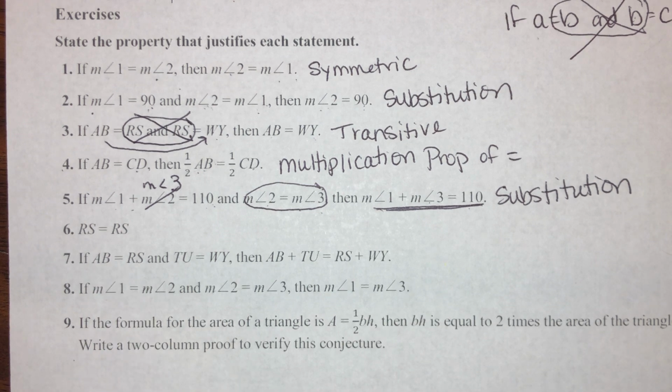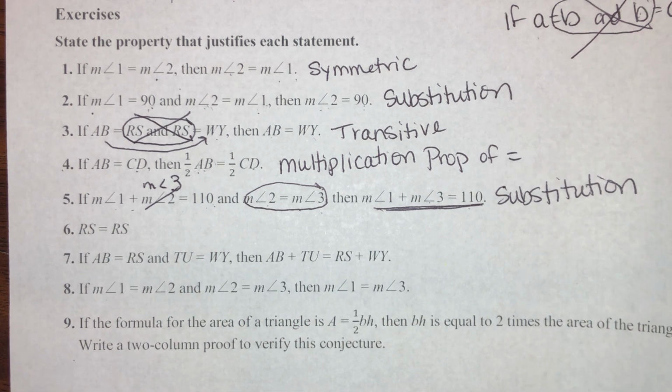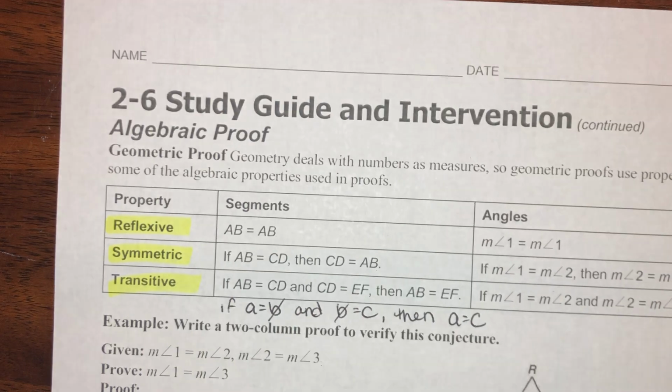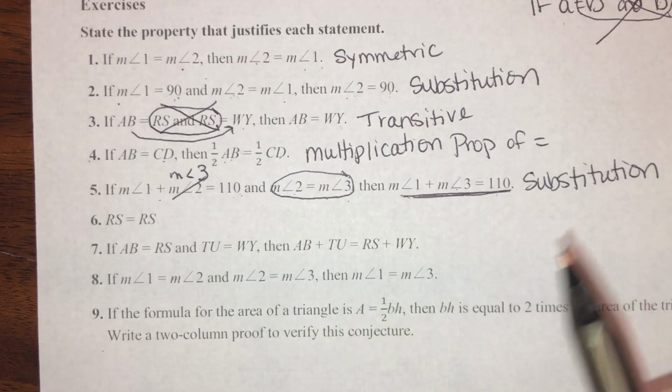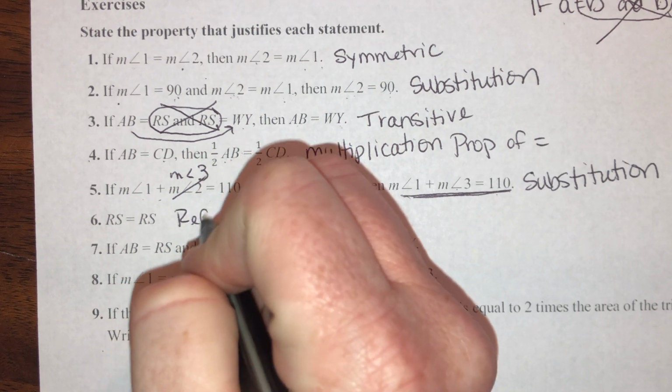Number 6, RS is equal to RS. Which property says that both sides of the equal sign look exactly the same? This first guy, reflexive. You look just like your reflection in the mirror.